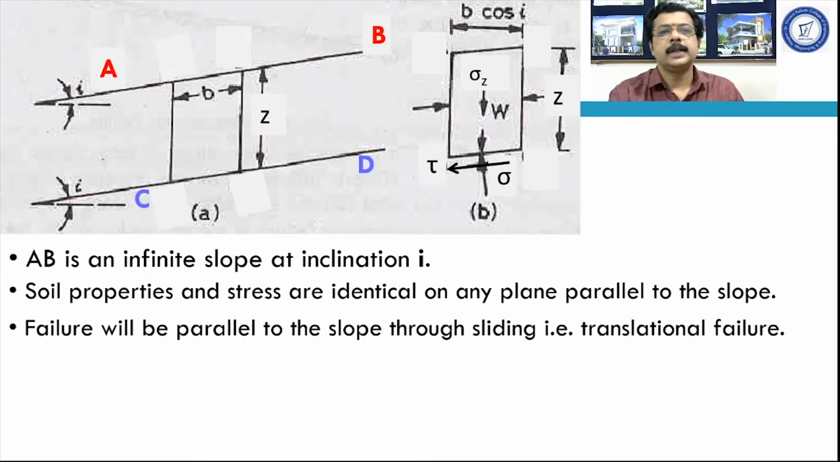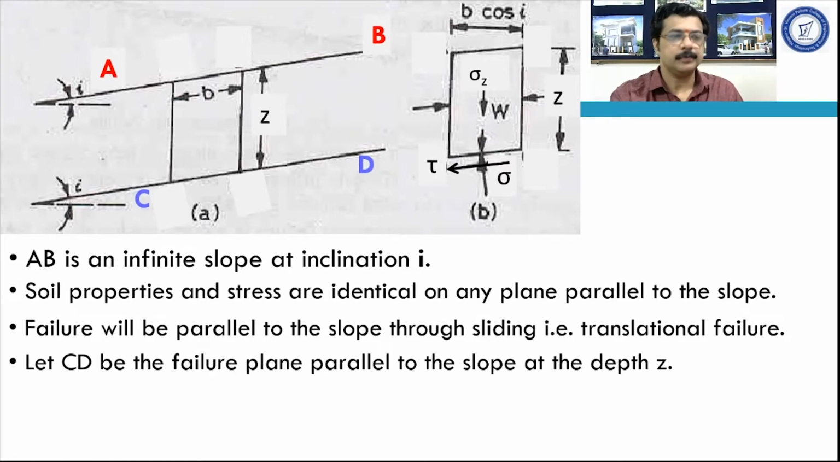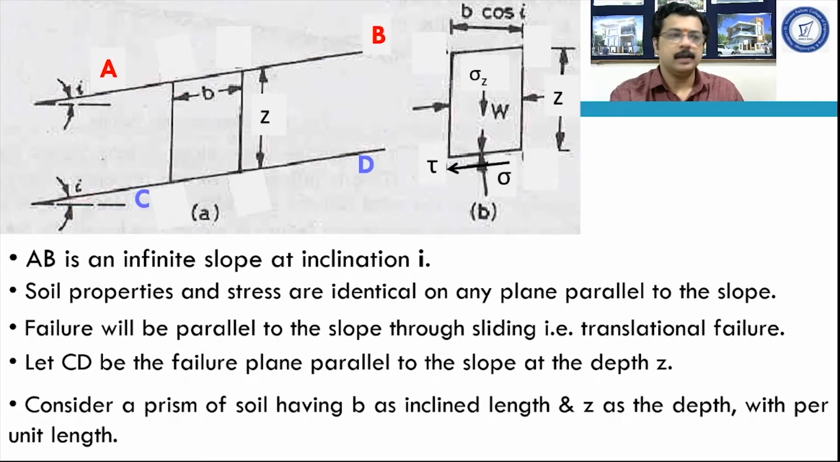Now let us consider a failure plane. In case of this infinite slope, failure plane is always considered parallel to the ground surface, and the failure which occurs in case of infinite slopes is translational failure. So let us consider CD as that failure plane which is parallel to ground surface AB. Okay, that plane lies at depth Z below the free surface.